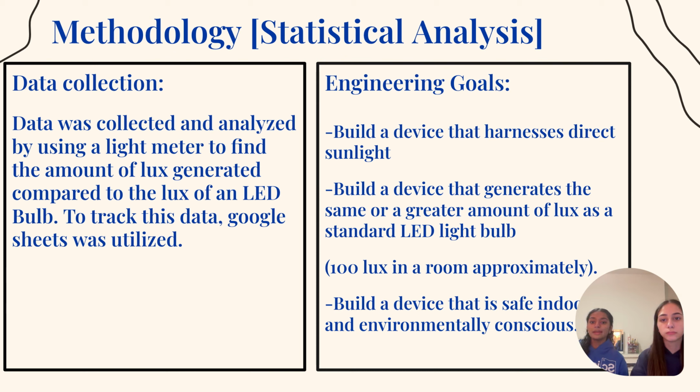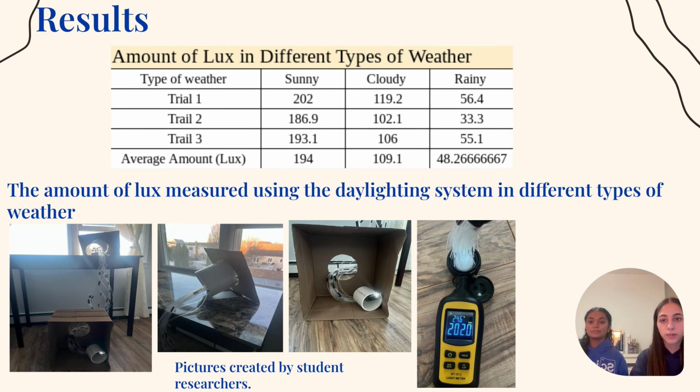Data was collected and analyzed by using a light meter to find the amount of lux generated compared to the lux of an LED light bulb. To track this data, Google Sheets was utilized. The engineering goals were to build a device that harnessed direct sunlight, build a device that generates the same or greater amount of lux as an LED light bulb, and build a device that is safe indoors and environmentally conscious.